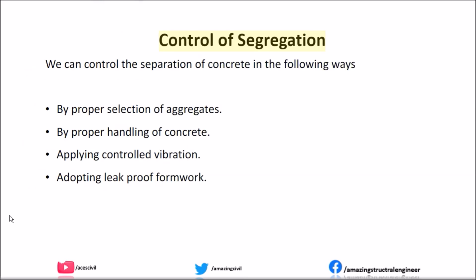Control of segregation. We can control the segregation of concrete in the following ways. By proper selection of aggregates. By proper handling of concrete. Applying controlled vibration. Adopting leak-proof formwork.